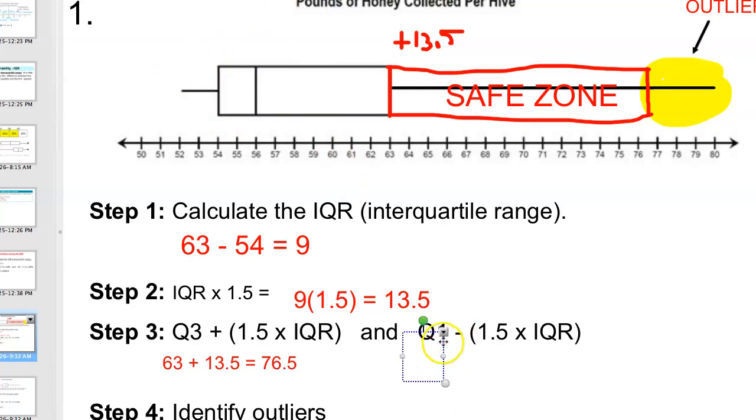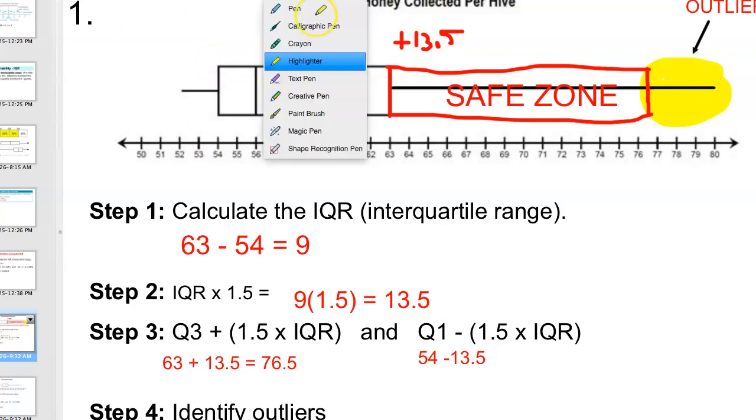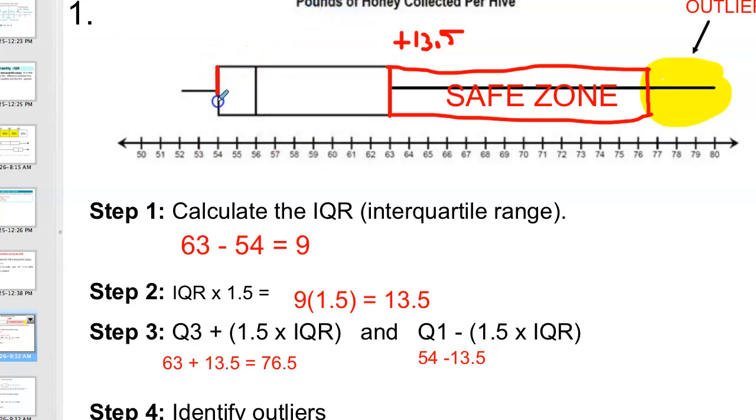So I now have to take quartile 1, which is 54, and I'm going to subtract the 13.5 from that. Okay, so here, from here, I'm going to subtract 13.5. So I'm doing 1.5 of the boxes to the left and to the right of the middle 50%. So 54 minus 13.5 is, hold on, 40.5.